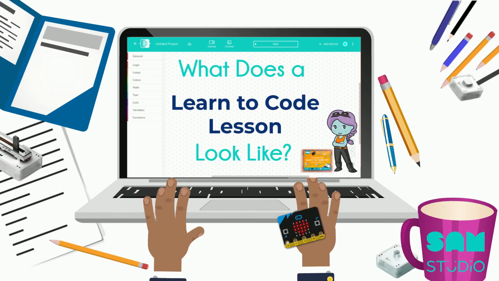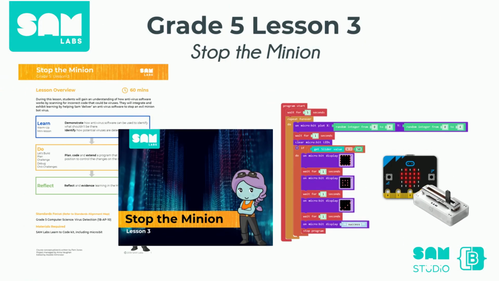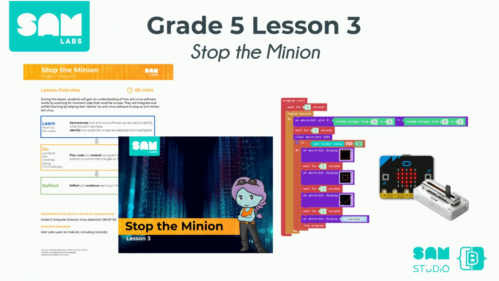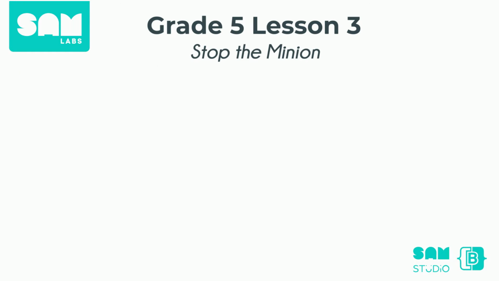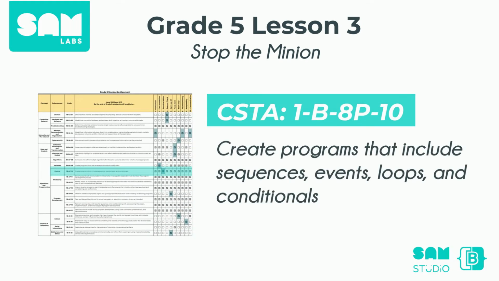In this video, we are going to run through a lesson from our Learn to Code course kit. We have chosen Lesson 3 from 5th grade called Stop the Minion. This lesson is aligned to the computer science objective, create programs that include sequences, events, loops, and conditionals from CSTA 1-B-8P-10. We will show you how this objective is unpacked through the lesson.